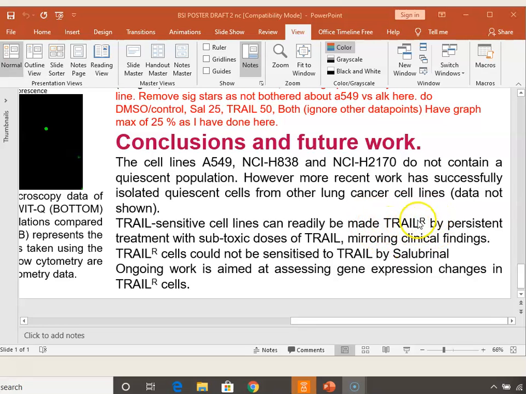Trail R means trail resistant. Trail is an anti-tumour drug, by a persistent subtoxic treatment. And we're also saying that this mirrors clinical findings. And then this is a really important bit, that the trail resistant cells could not be sensitized to trail by this new drug that we were using, but this drug did sensitize most cells. So we're actually identifying that these cells that are resistant to this chemotherapy type agent no longer respond to this one, and that is a very important point, and that's one of the key points of the poster. So this is a very short conclusion of future work, but it's the sort of thing that you might want to have at the end of your poster.